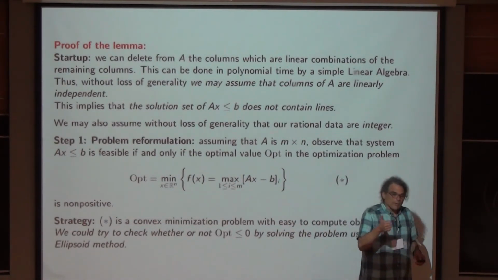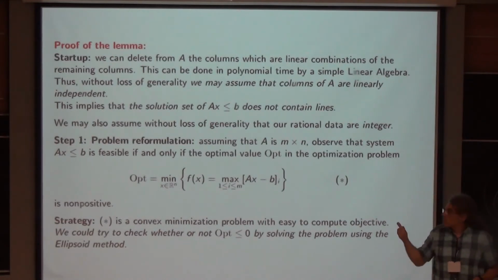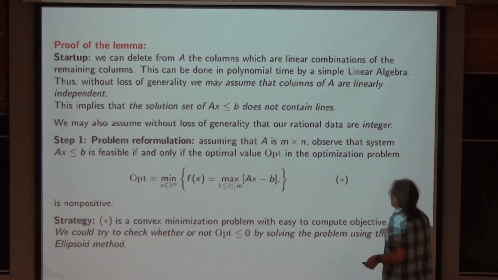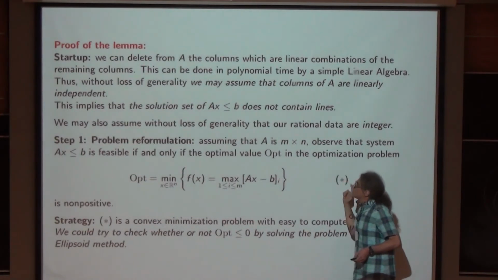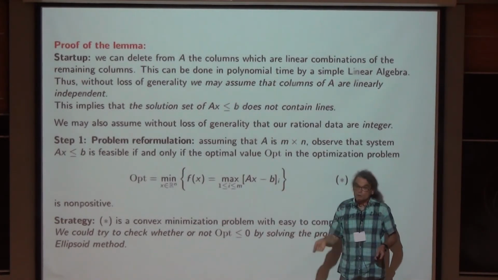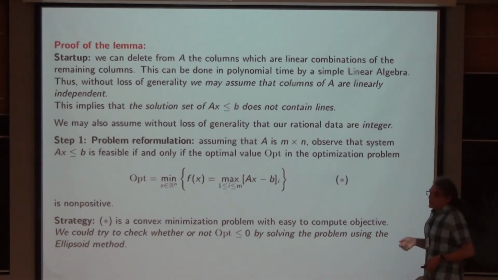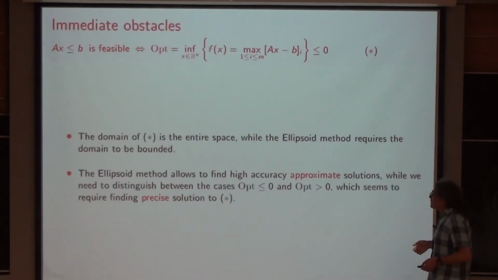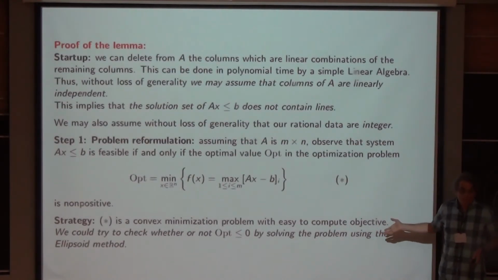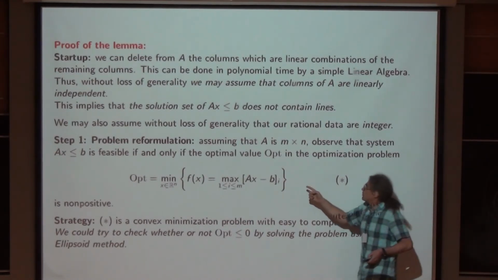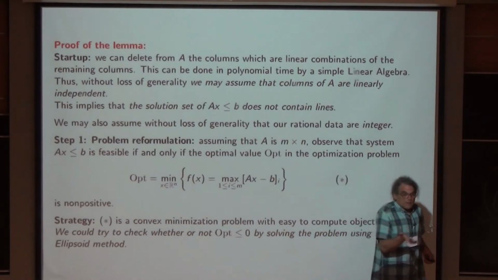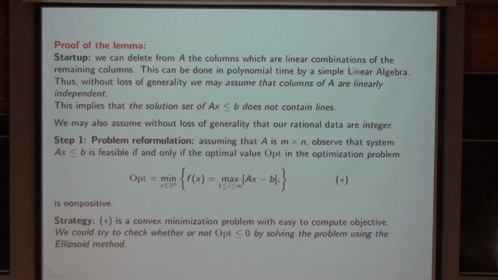So now, instead of saying whether the system is solvable or not, we just have to answer the question of whether the optimal value of this optimization problem is less than 0 or larger than 0. If we're able to do this, we will answer the question of solvability. So let us use the ellipsoid method to solve it. This is the idea behind it. We will use the ellipsoid method to solve this problem, look at the optimal value obtained, and say whether the problem is solvable or not.